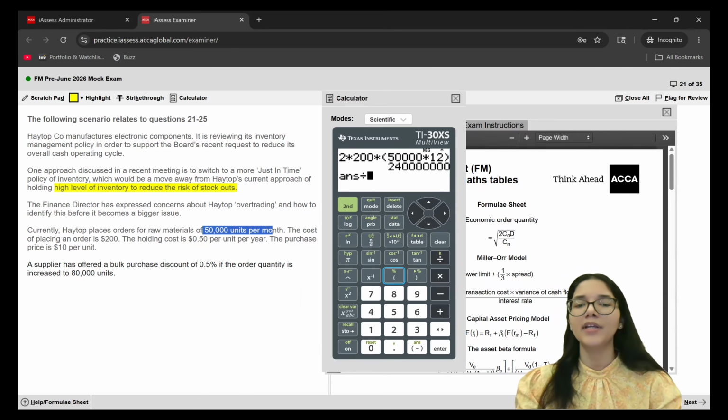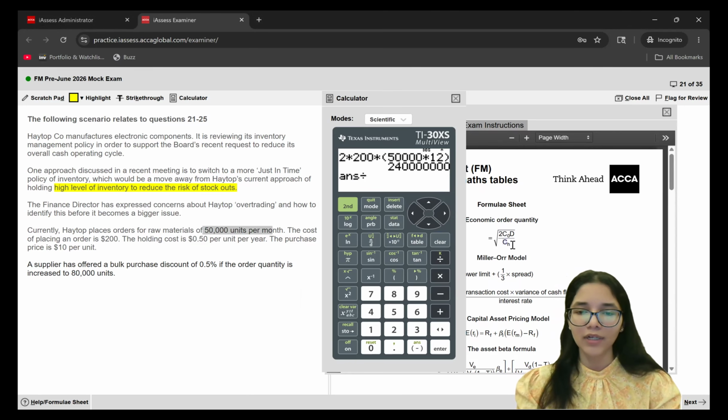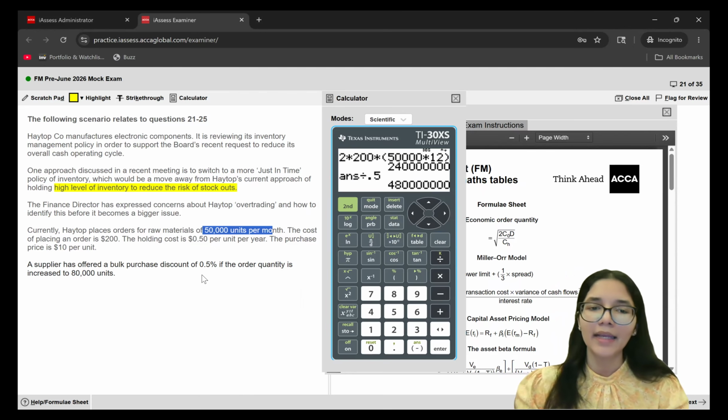And then this needs to be divided by my denominator, which has to be the cost of holding. You can see over here in this formula. So the holding cost is given as 0.5 per unit per year. So I hit enter. This is the number that I come to.